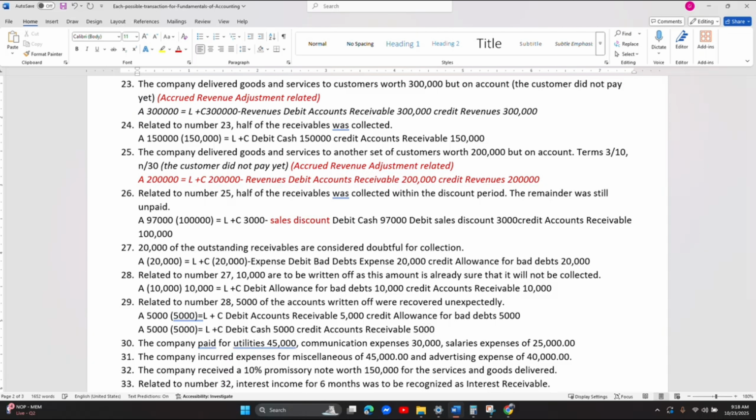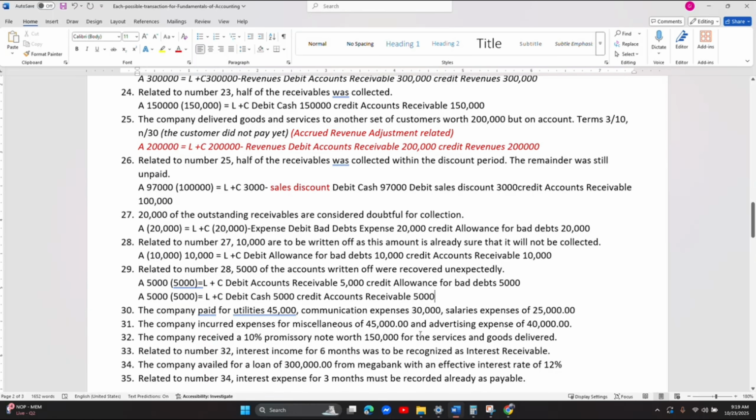So on the recovery, actually, there are two entries again that you have to make. The first one is on the recovery. And on the recovery, whatever it is that you have written off in the write-off, like in this number 28, you have to reinstate them. Reinstate the accounts receivable and reinstate also the allowance for bad debts. So that's the first set of entries. And the second one is related to the collection of the recovered accounts. So you have to increase the assets by 5,000 specifically because of cash, and then credit accounts receivable. So that's it for number 29.